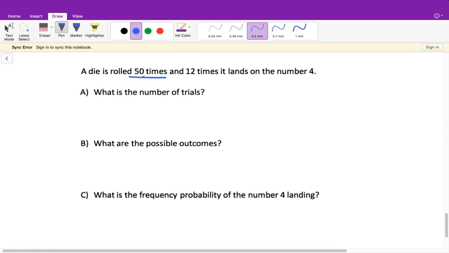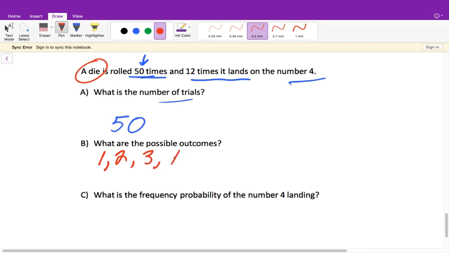A die is rolled 50 times. 12 times it lands on the number 4. Well, what is the number of trials? Well, that's the total number of times that we performed this experiment. So that's 50. What are the possible outcomes? Well, we're rolling a die. The total possible outcomes we have on a die is we can roll a 1, a 2, a 3, a 4, a 5, or a 6.